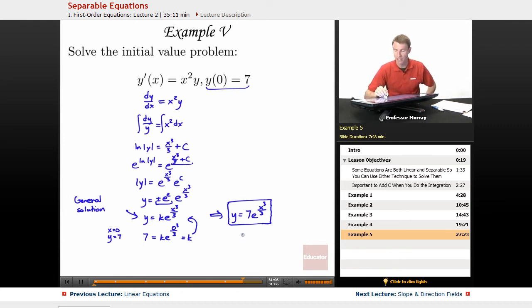And let me emphasize here that it was really key that I added the plus c on when I did the integration. I couldn't do it at the end, at this step right here at the end, like you would in a Calculus 1 problem or a Calculus 2 problem.